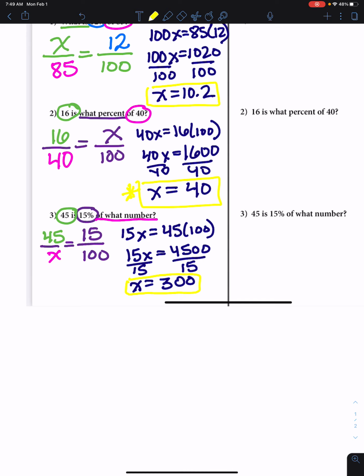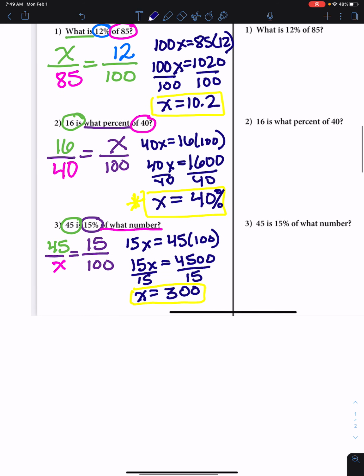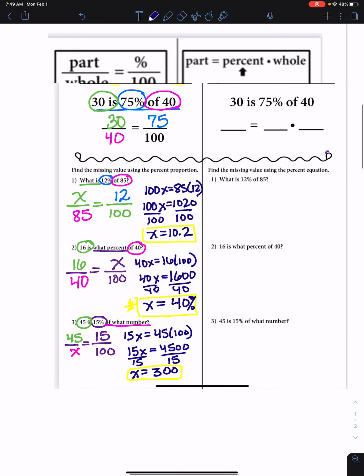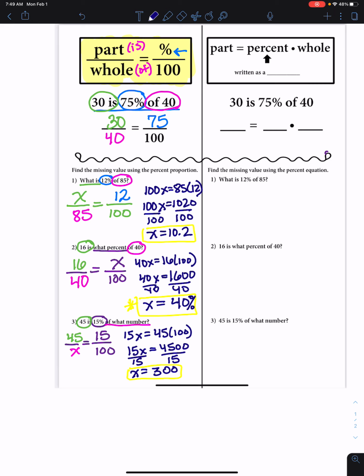It says what percent. So my answer really should have a percent sign on there, because really 16 is 40% of 40, which makes sense because 50% of 40 is 20 and 16 is a little less than that, so it should be a little less than 50%, so it makes sense. So those are my notes for the percent proportion.